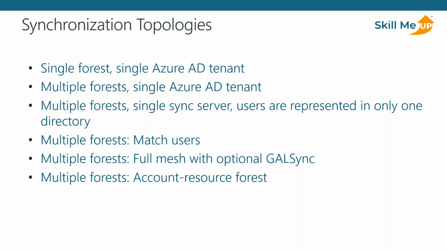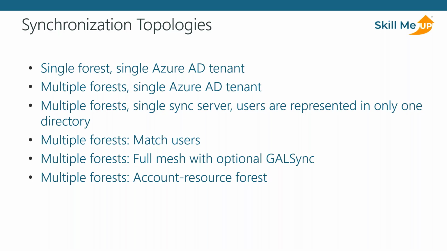So we can take all of the multiple forests and match them all together and then sync those out. You also have multiple forests, full mesh with optional GAL sync, so like the previous one, but you're going to synchronize the global address list, and that's commonly implemented through things like FIM 2010 or MIM 2016 now. Azure AD Connect can't be used for the on-premises GAL sync.